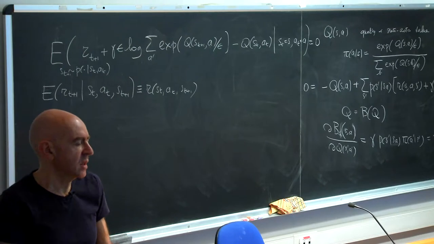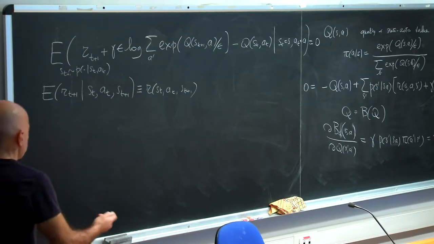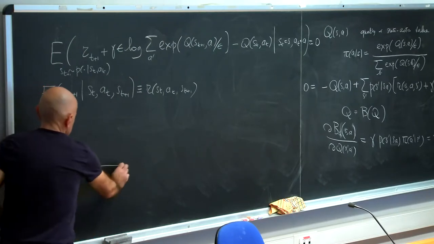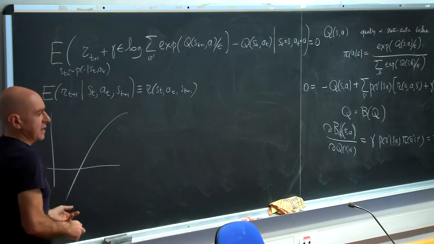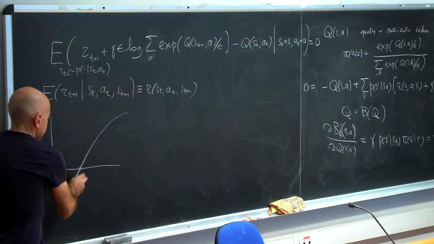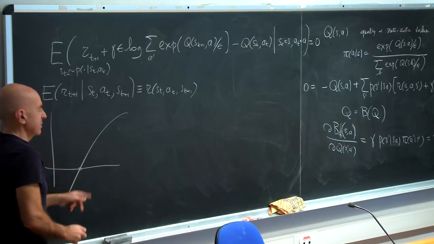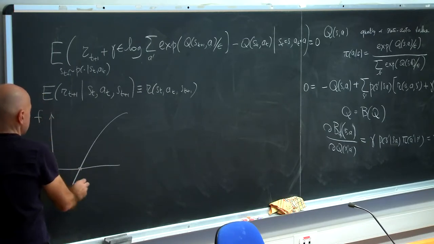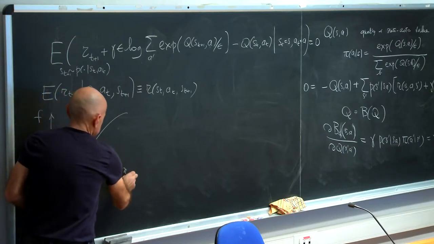Another way of saying that is, suppose you have some function. This will be the example that we'll discuss in a second. Suppose you have some function like this. And you want to find where this zero lies. There is some function. It has a zero here.